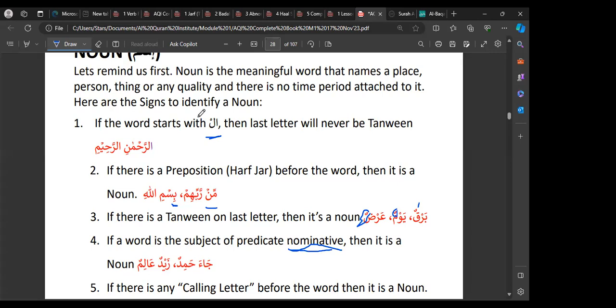Everyone can say on the mic or in the chat. Rafa or marfu. Yeah, so it'll be marfu. So the English word for marfu is nominative.